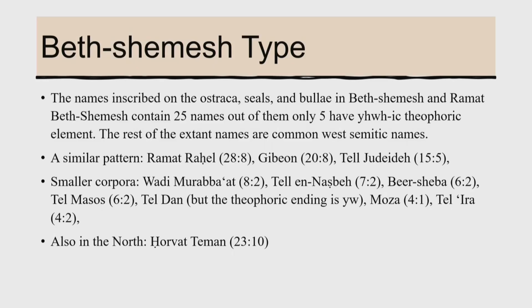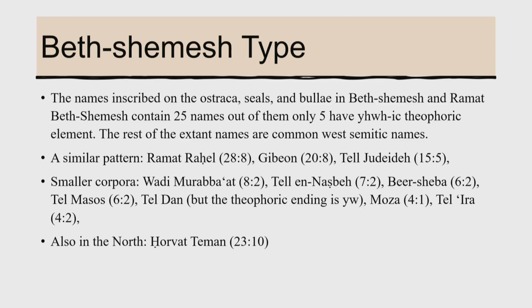Yahvistic ending. Now, if we move to different sites, seals, and bullae, like for example Bet Shemesh or Ramat Bet Shemesh, there are 25 names, but only 5 of them have a Yahvistic theophoric element. The rest of the names are common West Semitic names. And if we look at other collections like Ramat Rachel, Gibeon, Judea, and smaller collections, it's interesting that they have the same or similar ratio between the number of names and Yahvistic endings.